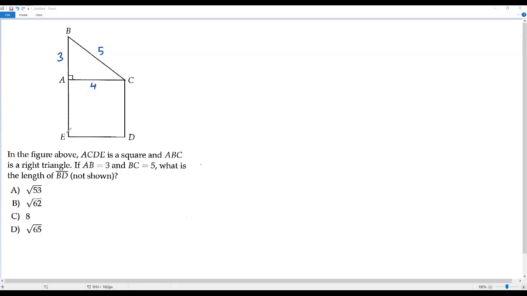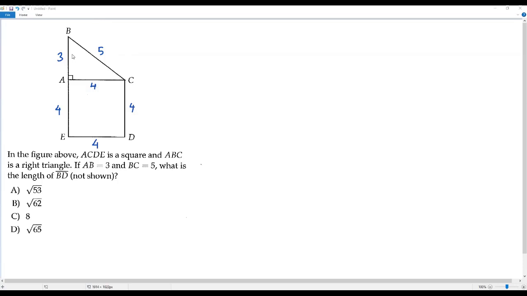Since the question says ACDE is a square, it must have equal lengths. That is, all four sides must have equal length. Already we got the length of one of the sides, that is AC, that is 4. Then the length of the side AE also must be 4, and this one also must be 4, and this one also must be 4.